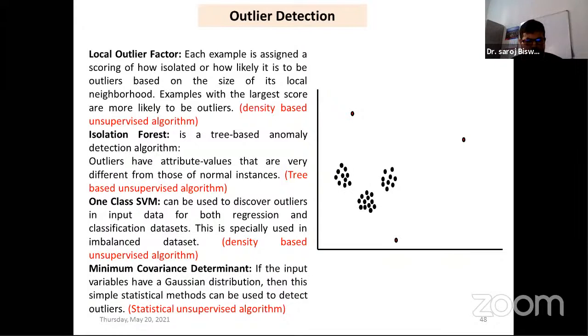After that, we have the minimum covariance determinant. Especially if we have data samples or input data, and the input variables have a Gaussian distribution, in such a case we can use a simple statistical method called minimum covariance determinant, and it can work very well if the inputs have a Gaussian distribution. This is statistical based, and it is also an unsupervised outlier detection technique. So we talked about some of the popular methods by which we can find the outliers.